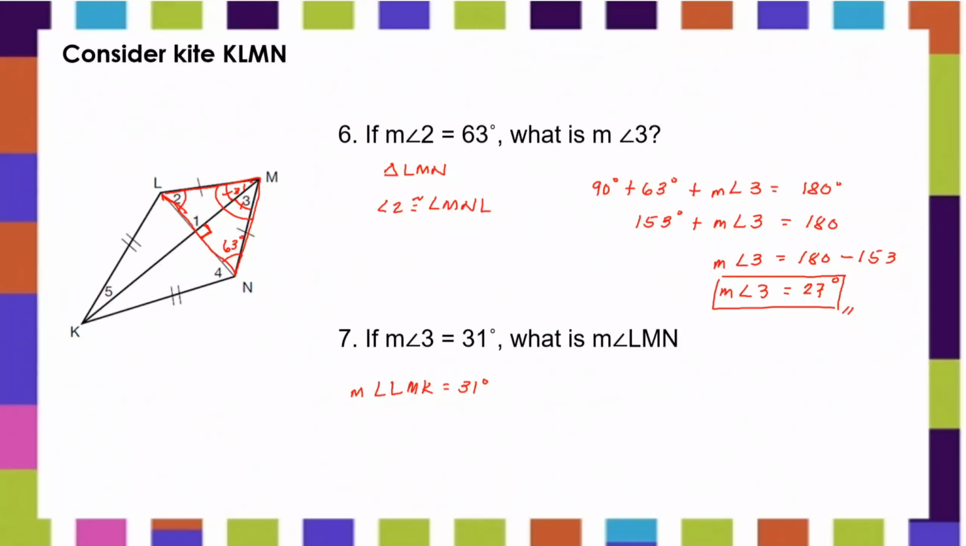So, ano gagawin natin? Ipag-add lang natin. So, 31. Therefore, the measure of angle LMN is equal to 31 plus 31, which will give you 62 degrees. So, this is now the measure of angle LMN.